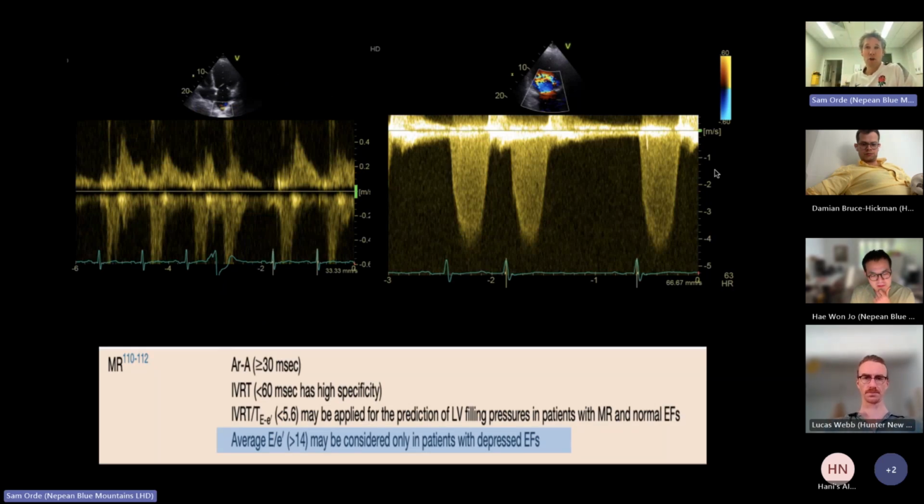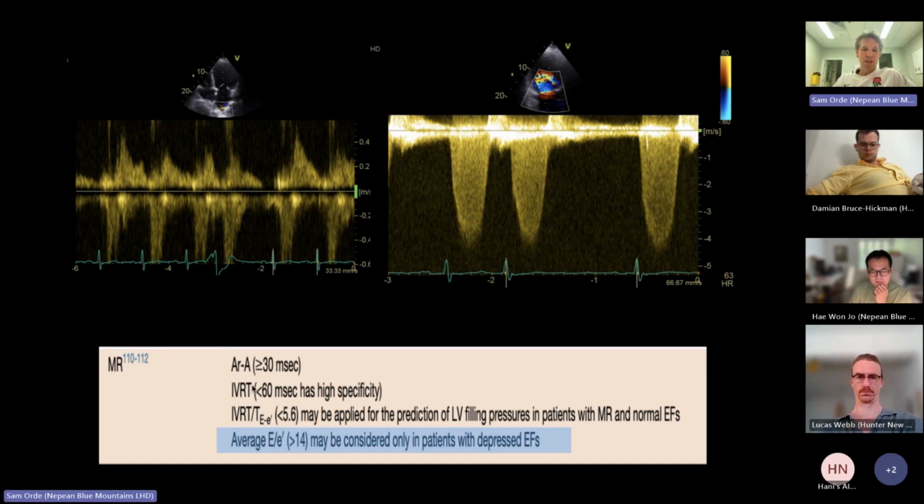So when you've got significant MR, it can be a little tricky trying to estimate what your left atrial pressure is, whether it's raised or not. Taking it as a static measure, just a one point in time frame, the best one that they suggest there is the E to E prime being greater than 14. So really well done. You do that particularly in those patients with depressed EFs.